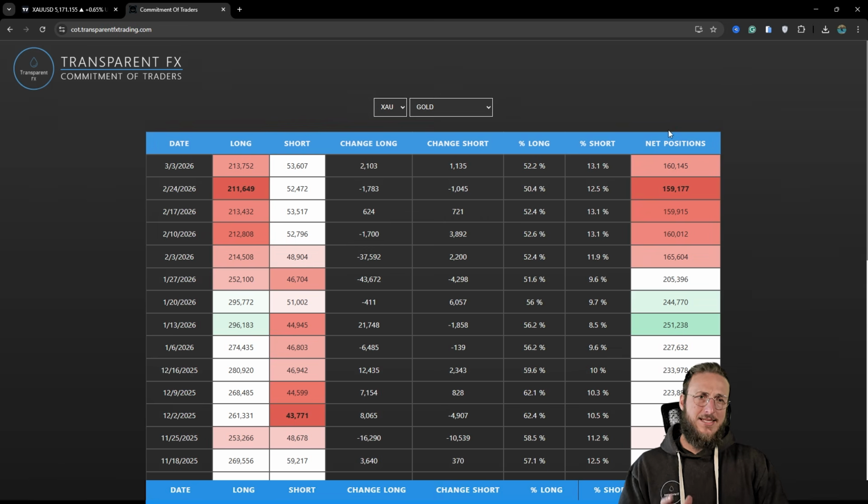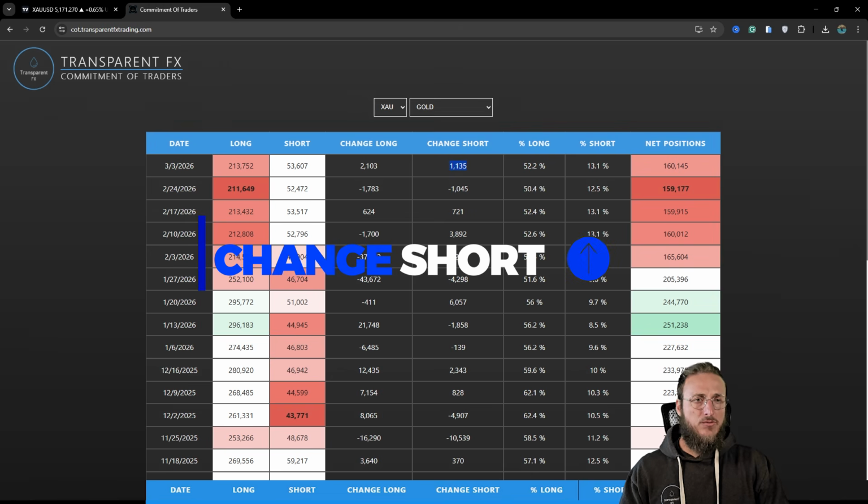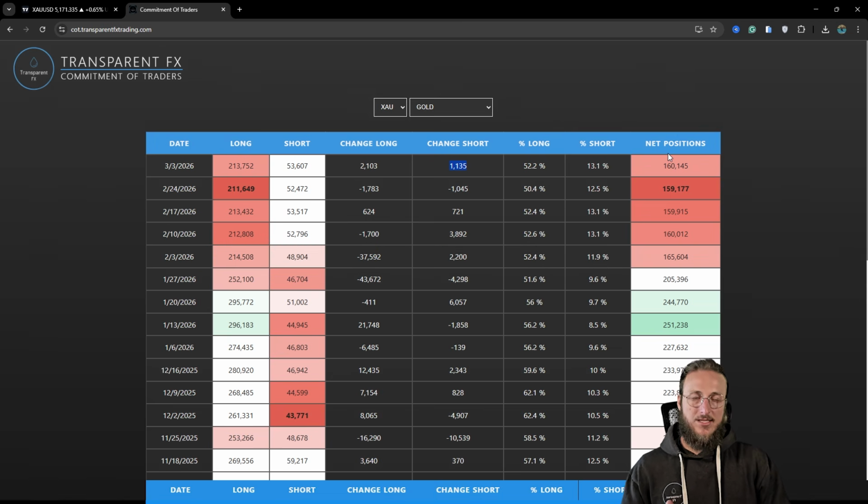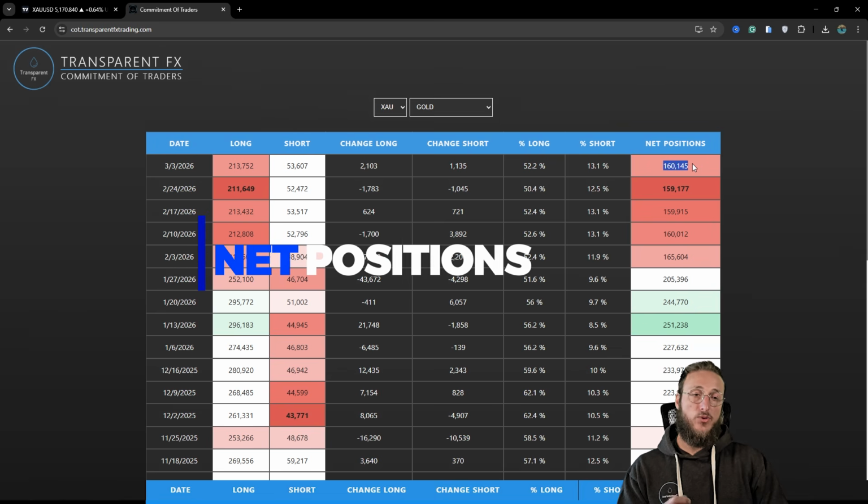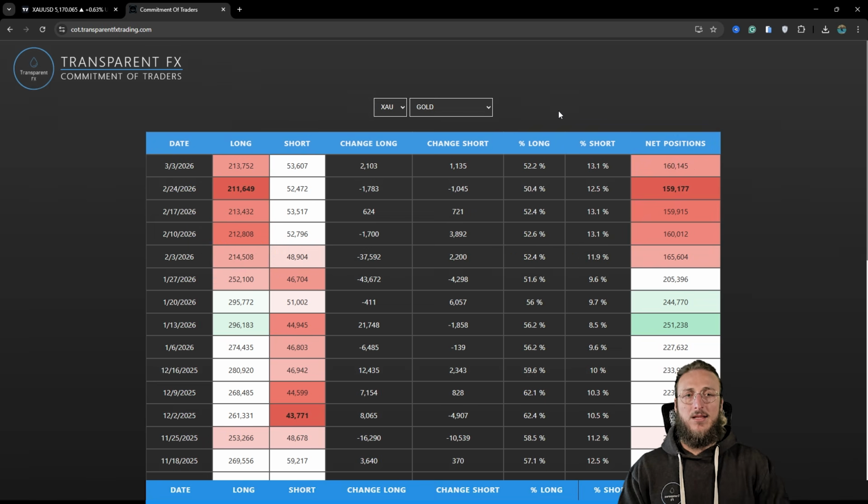And what we can see is that net positions with the last report have slightly increased, but anyway, thousands of shorts are getting added. And if we look at the long term, we can see how net positions have been dropping consistently. We went from 251.2k net positions all the way down to 160.1k net positions. So we had a huge amount of decrease in the net positioning, which was mainly driven by a decrease in the longs.